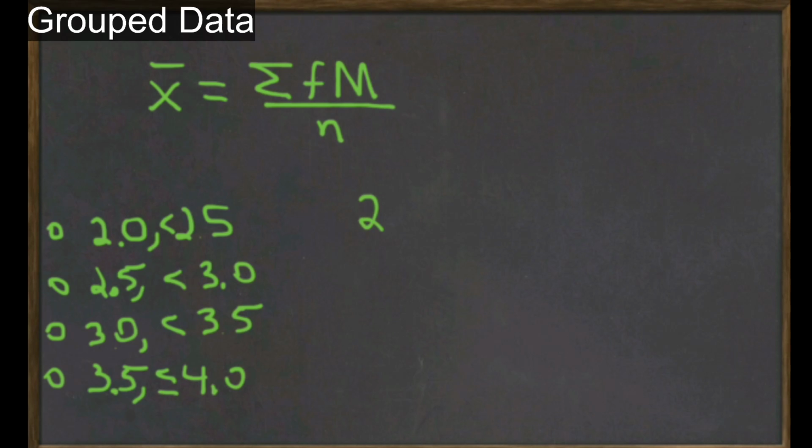So we had 2, let's say 3, 2. What does that leave me? Well, let's do 1 and 4. Okay, so that should be 10 students.